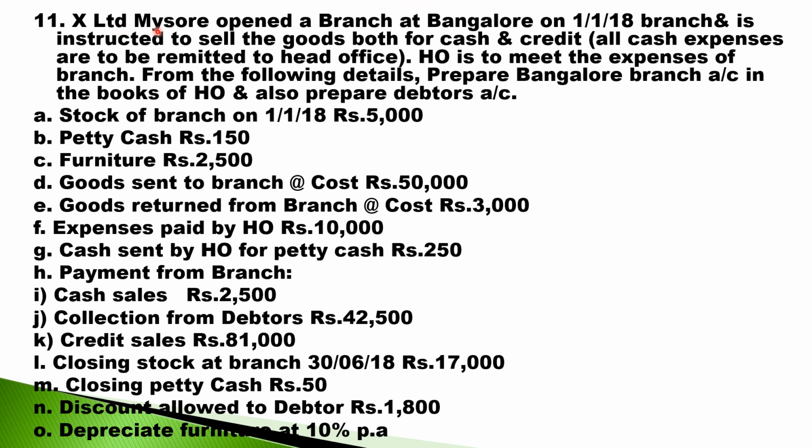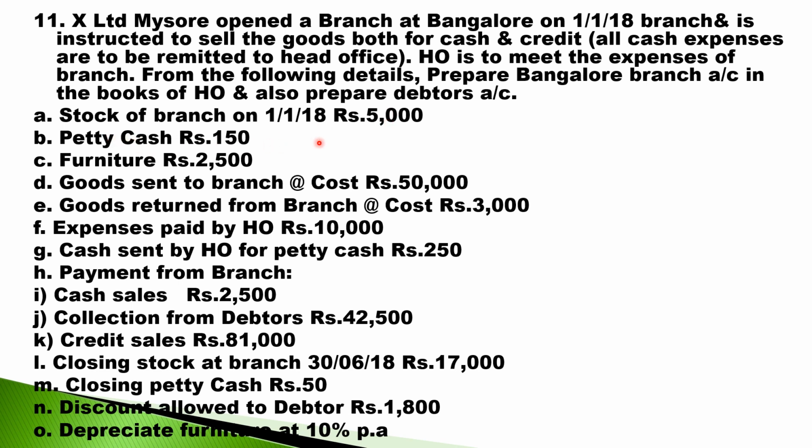X Limited, Mysore, opened a branch at Bangalore on 1/1/18. Its branch is instructed to sell the goods both for cash and credit. All cash is to be remitted to head office. Head office is to meet the expenses of the branch. From the following details, prepare branch account in the books of head office and also debtors account. So you have to prepare debtors account compulsorily as per instruction in the question.